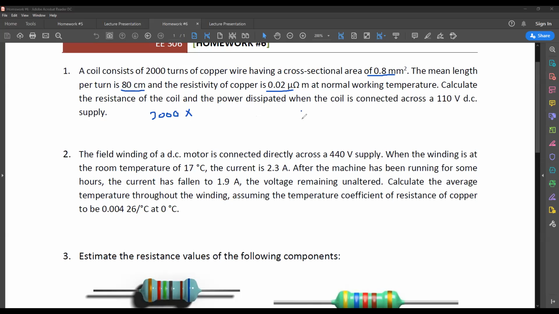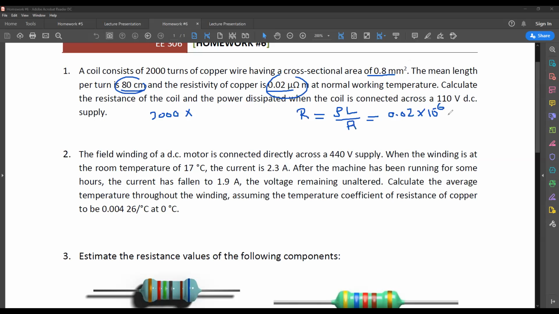So for each turn, you can compute the resistance as what? Rho L over A. Yes. Remember the equation: this is rho, L is the 80 centimeters, and A is the 0.8 millimeters squared. But you have to be very careful with the units. Convert everything to SI before you do anything. You have 0.02 times 10 to the minus 6, since this is micro and supposed to be ohm meter.